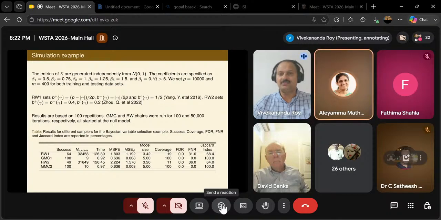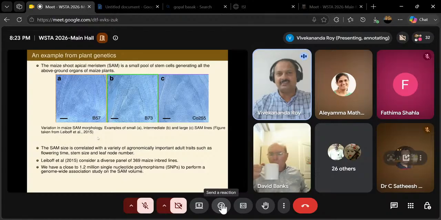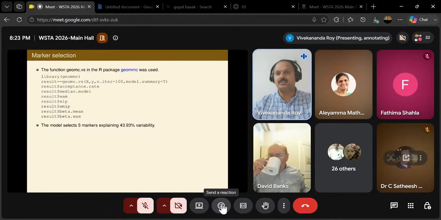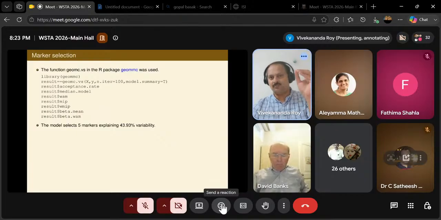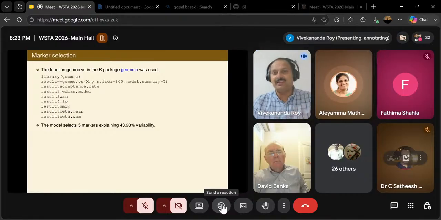Okay. So I'll just request you to give this package and this function a try. The geomc.vs function is for variable selection. It has other functions for arbitrary target, discrete or continuous. So I'll just request you to give it a try. Okay. Thank you so much.